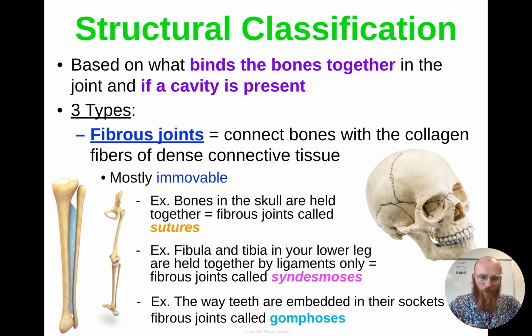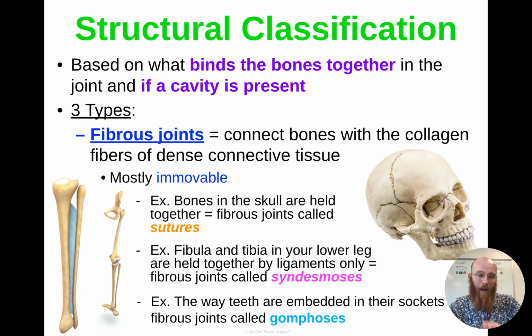So some structural classification, so more on the anatomy side, is based on what binds the bones together, okay? And that's in the joint and if there's a cavity present, okay? So we're going to get into what that means. So you have three main types of structural classifications. You have what we call fibrous joints. So these connect bones with the collagen fibers of what we call dense connective tissue. This is something that we're going to look at under a microscope so that we can kind of see the anatomy of this. Fibrous joints are the most immovable.